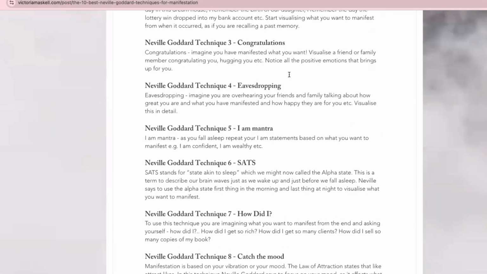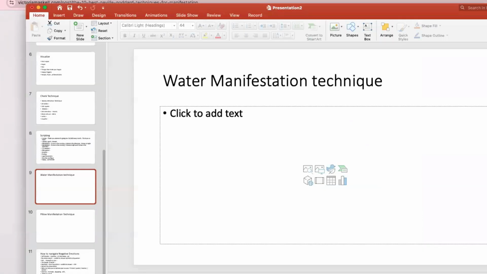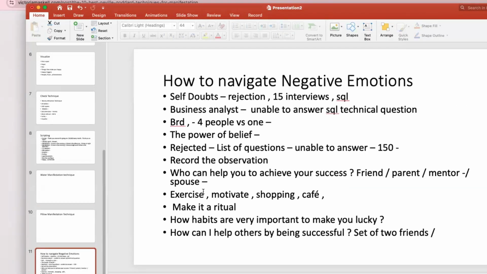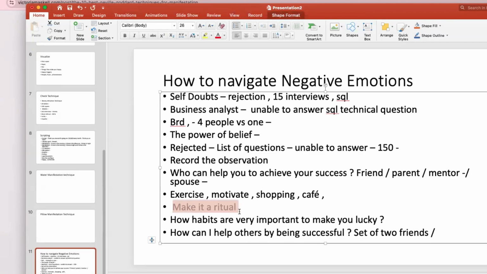For this beginners course, I have covered only the most important techniques, but there are even more advanced techniques. The problem is you should not do this just for 1 day or 2 days and then forget about it. You have to make this a habit, a ritual, and habits are very, very important. Only habits can make you very lucky. It's not a 1 day practice. You have to do this for months, every day. That's when you'll become successful.